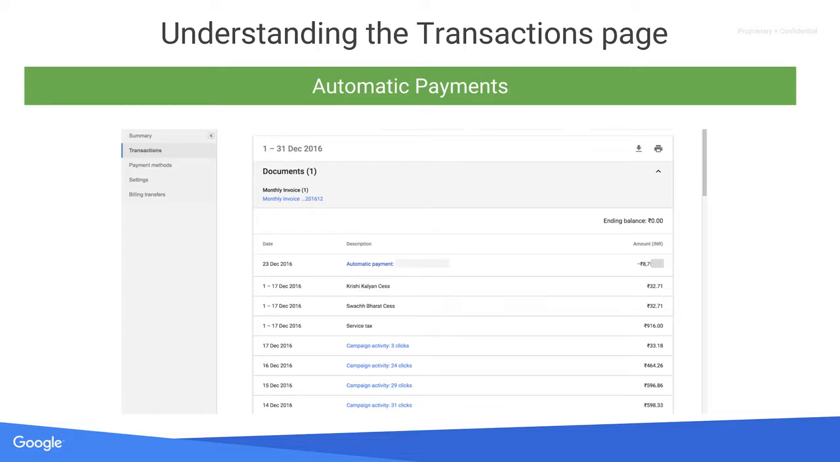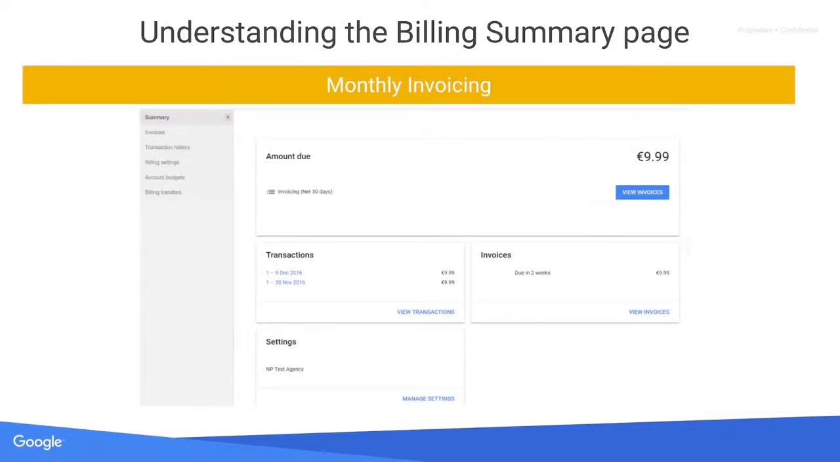If you're using monthly invoicing, your billing summary will have a card to show you the total amount due. You can also see cards for your recent transactions, your payment methods, and your settings. In the Transactions tab on the left panel, you will find a condensed amount column showing both debits and credits. Ad usage, tax, estimated tax, and other debits will be shown as positive, whereas payments and any other credits will be shown as negative.